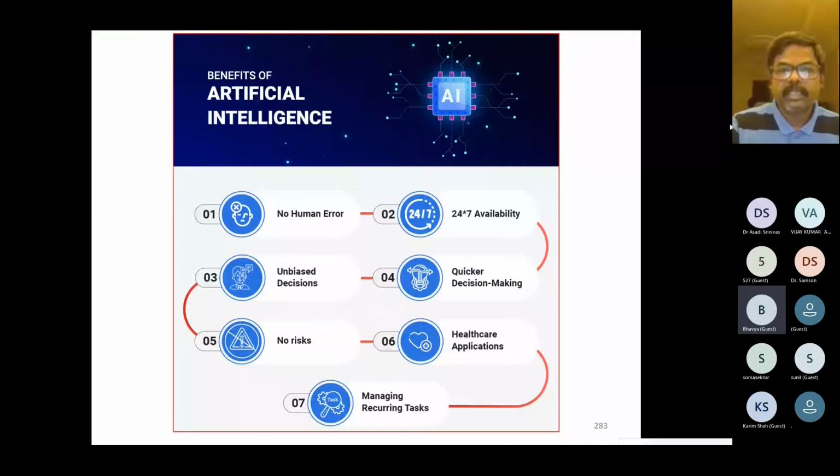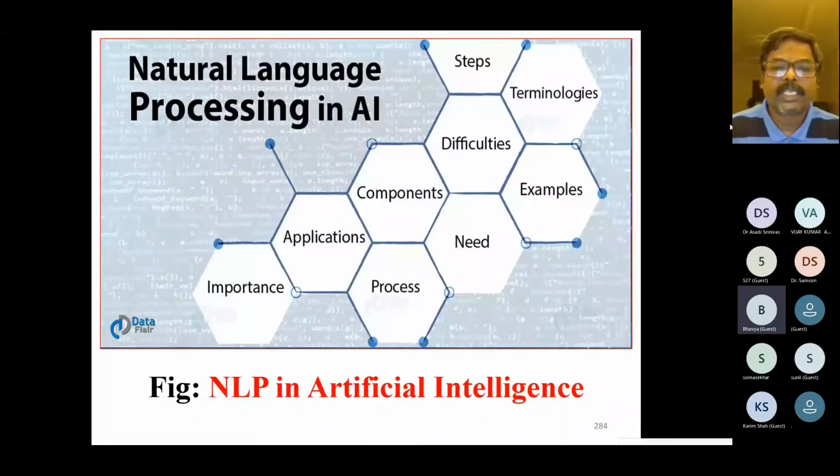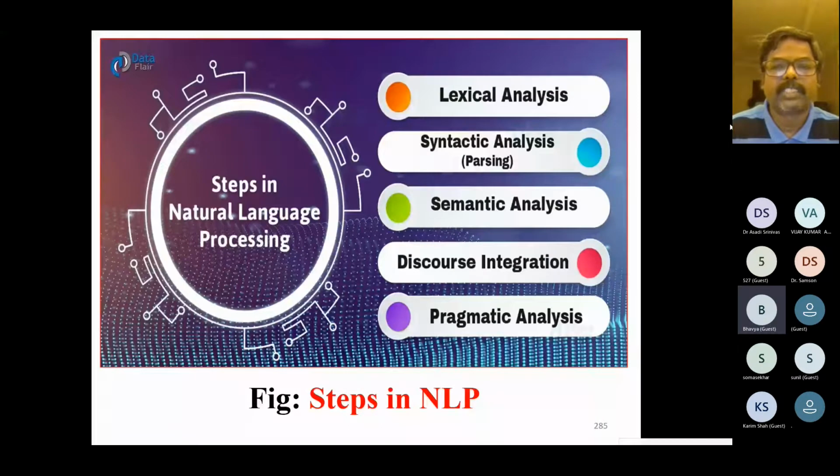Then natural language processing in AI. It covers importance, applications, components, process, steps, difficulties, need, examples, technologies, especially natural language processing in AI. What are the steps we are using in natural language processing? See here, we are using lexical analysis. Lexi means the smallest individual particle of a given string.